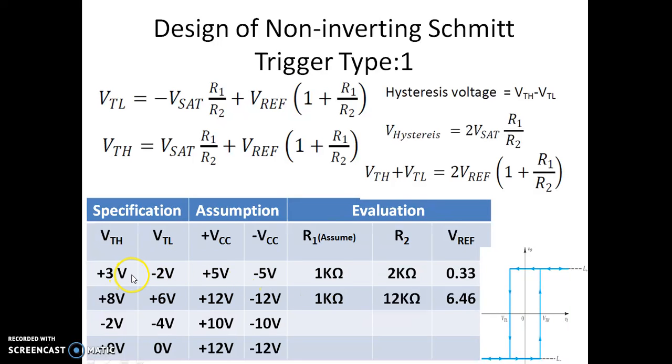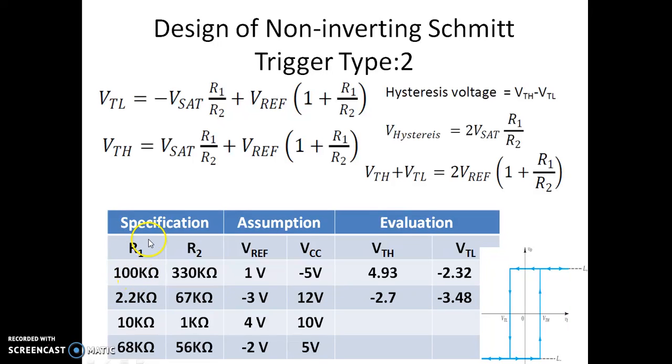And we can also do one more design where the specification is given in the form of R1, R2. So these are all given here. We are assuming a reference voltage of 1 volt, VCC as plus or minus 5 volts. This is actually plus or minus, not only minus, not only plus, it is both VCC and minus VCC, it is plus 5 and minus 5.